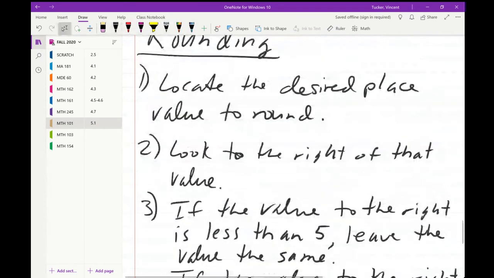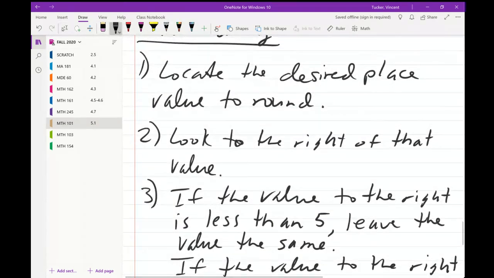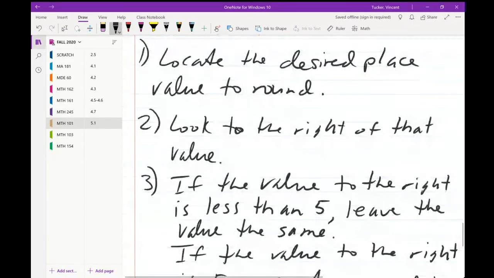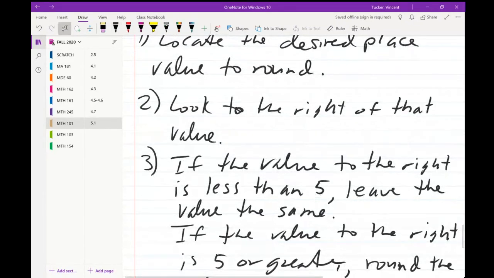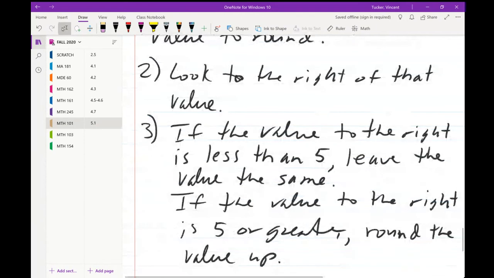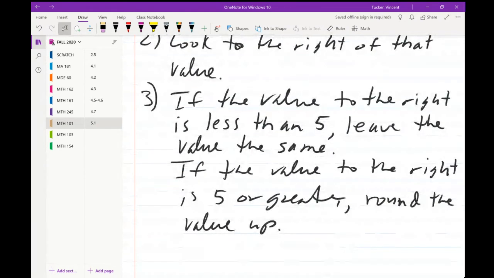Okay, so we're looking at rounding. Like I said, it's the last thing in this section. First thing you want to do is locate the desired place value to round. And you can look to the right of that place value. If the value to the right is less than 5, leave the place value that you're trying to round the same. If the value to the right is 5 or greater, then you're going to round the place value up.